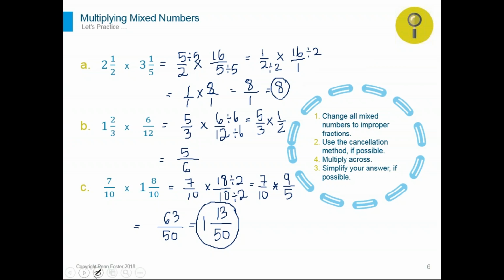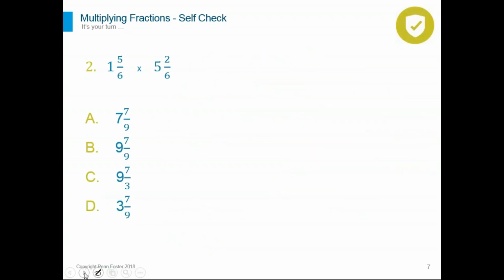Okay, let's go to a self-check question on the same topic. A mixed number times a mixed number. What do you think? We are not going to use the cancellation method right away, remember, because we have to rewrite our problem using improper fractions, and then we can look for factors to eliminate.